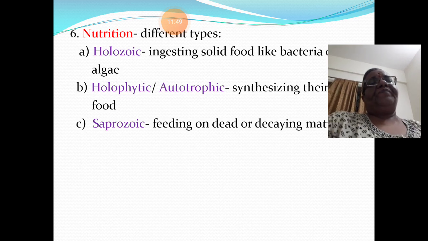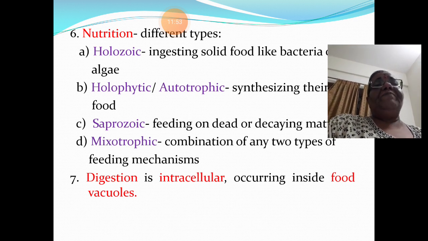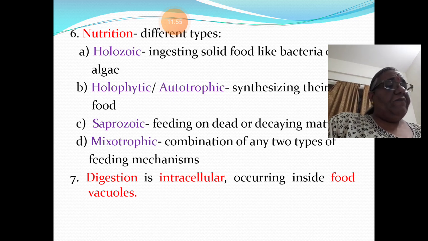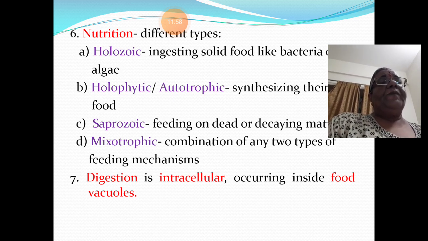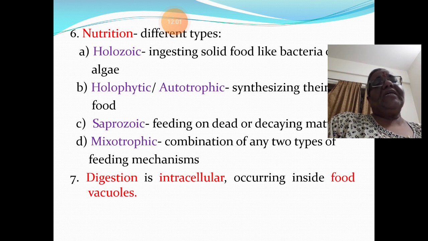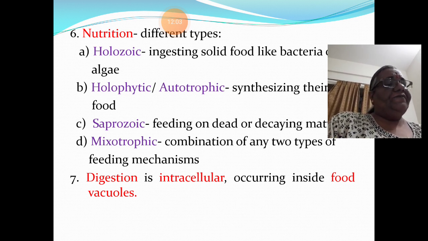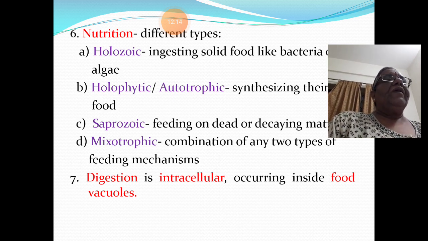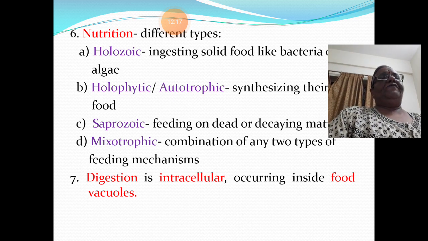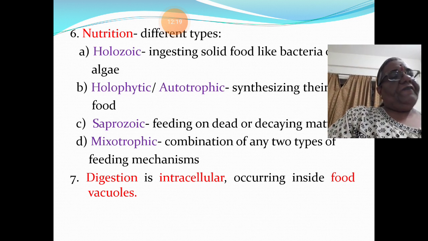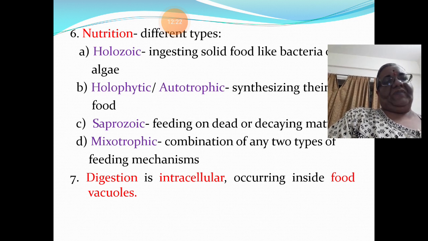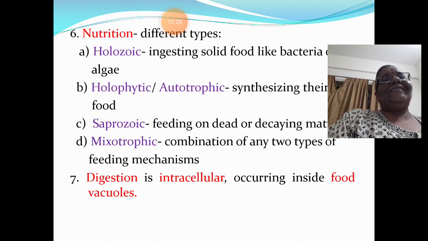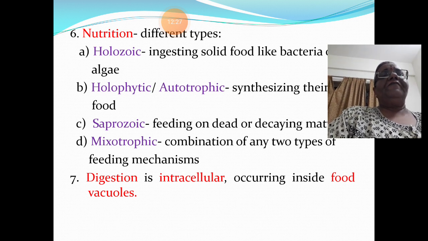Don't worry. Then, the fourth type of nutrition happens to be mixotrophic nutrition, that is combination of any two types of feeding mechanisms, like they are at times holozoic and at times holophytic, like that. That type of nutrition is called mixotrophic nutrition. For example, Euglena gracilis is the one which exhibits mixotrophic type of nutrition.